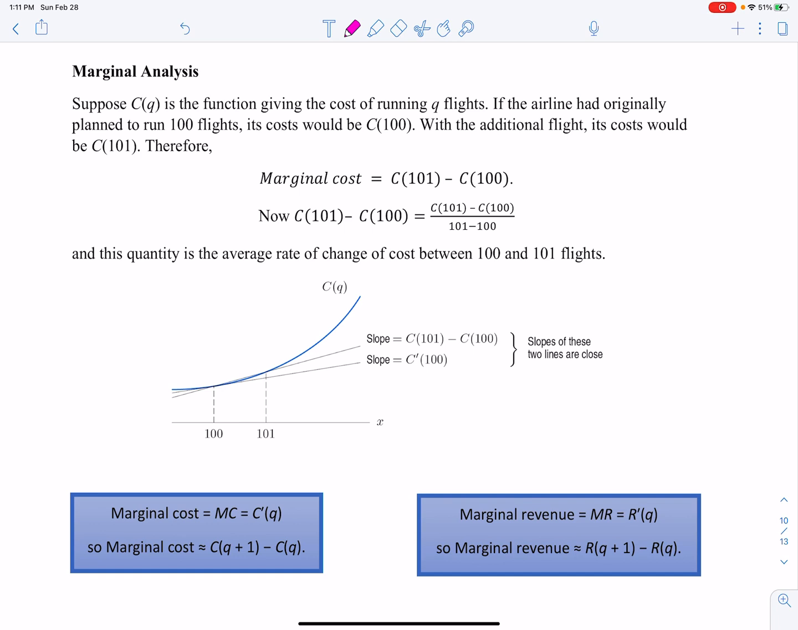All right, so marginal cost is the difference between the 100th and the 101st cost. I mean, it doesn't have to be 100 all the time, but you know what I mean, right? So now C of 101 minus C of 100 actually is the slope. It's the average rate of change of cost between the 100th and 101st flight. Okay, so that's important.